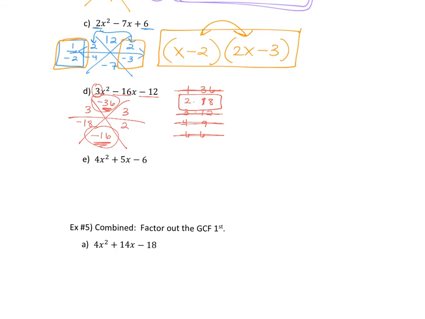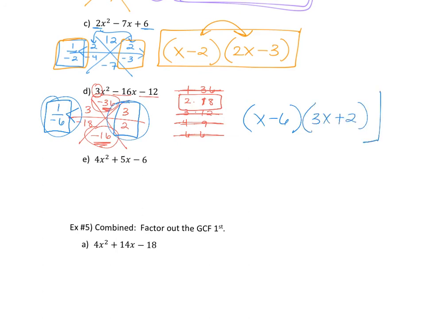So we're going to reduce. 3 over negative 18 is 1 over negative 6. So we're going to use this and we're going to use this. So this would be x minus 6 on the left, 3x plus 2 on the right. And again, you can flip those. You can rearrange their order. That's totally fine. Okay. All right, almost there.